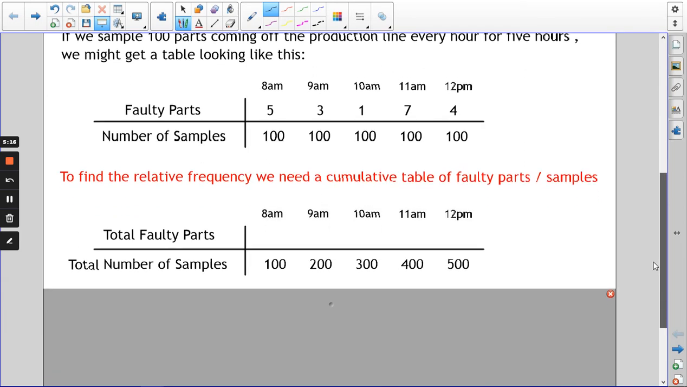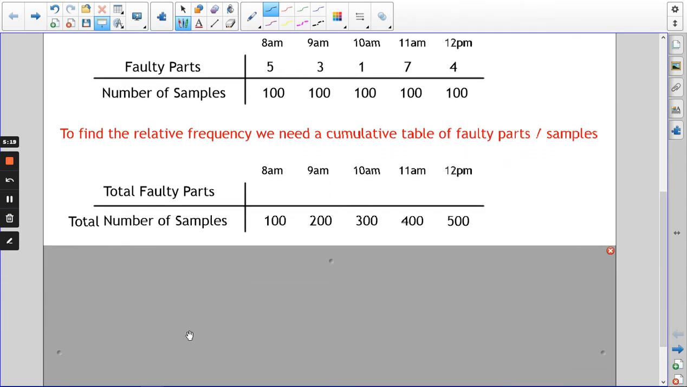So here's another table, but this time I'm looking at the total number of samples. So at 8 o'clock we'd tested 100, by 9 o'clock we'd tested 200, by 10 o'clock altogether we'd done 300, and then 400, and we tested 500 altogether by the end of the morning. Okay, and on the top I'm going to fill in the total number of faulty ones I found. So by 8 o'clock we'd only found 5 faulty ones, by 9 o'clock we'd found 8, by 10 o'clock we'd found 9, by 11 o'clock we had found 16, and by 12 o'clock we'd found 20 out of 500.